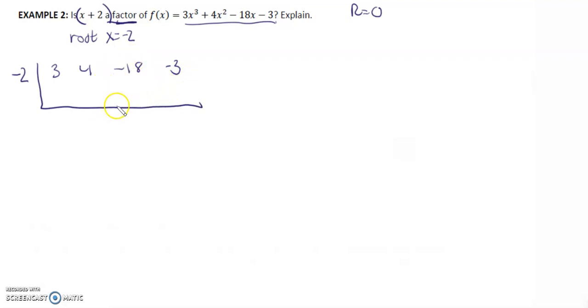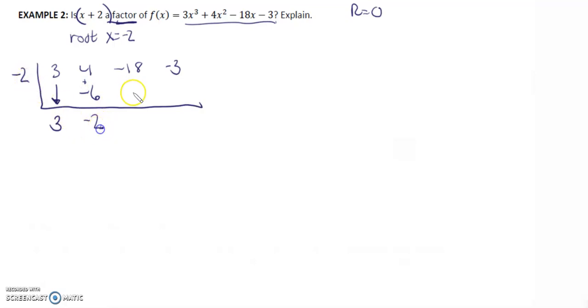Okay, so let's show what this means. We bring down the 3. Yes, it is a 3 this time. It's not a 1 anymore. Whatever number is here, that's fine. You bring it down. We do the same steps. Negative 2 times 3 is negative 6. Then we add. We get negative 2.